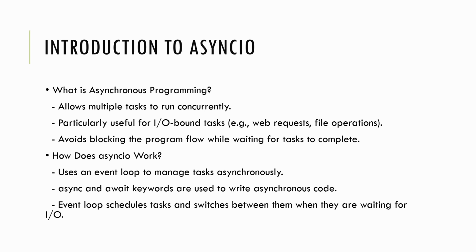Now, how does Python's asyncio module make this happen? It uses an event loop to manage and schedule asynchronous tasks. By using async and await, Python allows us to write asynchronous code without manually handling threads or processes. Let's see how this works.